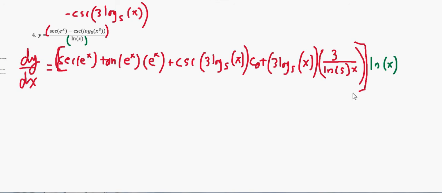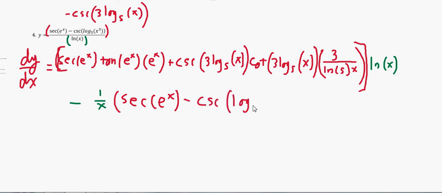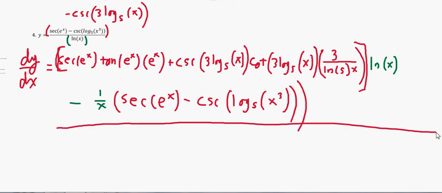All right, now I'm going to move down here, but this is all in the same line, okay? Minus the derivative of ln of x is just 1 over x times the original top numerator, which was secant e to the x minus cosecant log base 5 of x cubed. You can rewrite this with the 3 out front, it doesn't matter. And we need one more parenthesis there, and all of that is going to be over ln of x squared. I guess I'll write you in green since that's our pattern.